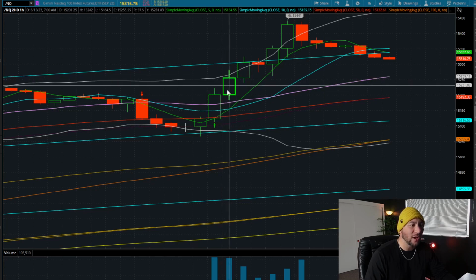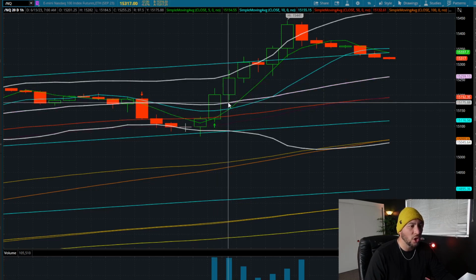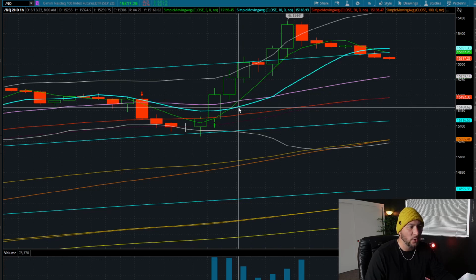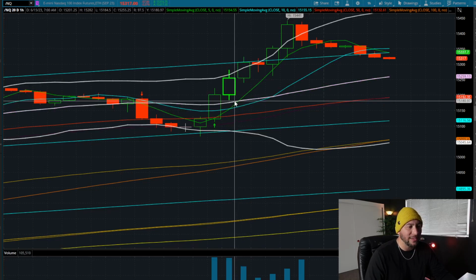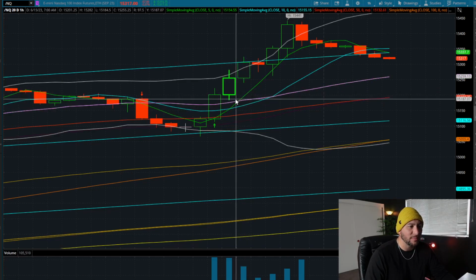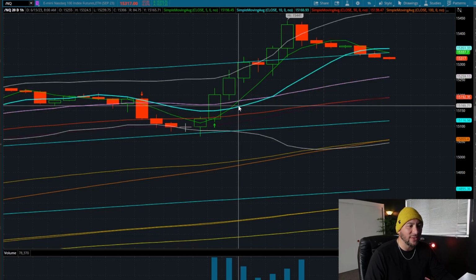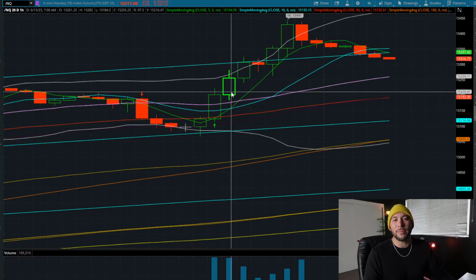If I get long in this, and as long as we don't lose a previous low, or as long as we don't lose the 20 or the 10 or the 5, depending on your risk tolerance, you have to make that adjustment and see where you want your stop loss to be. But as long as we don't lose any of these supports, I've got to continue to be in the trade and ride it long.